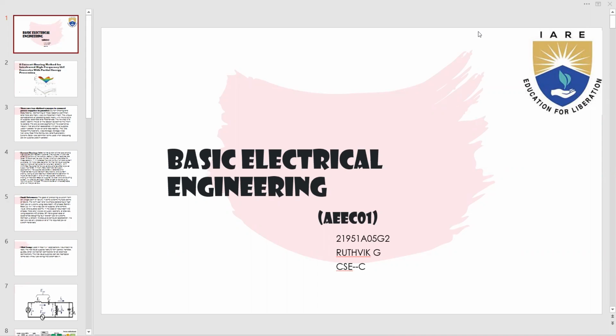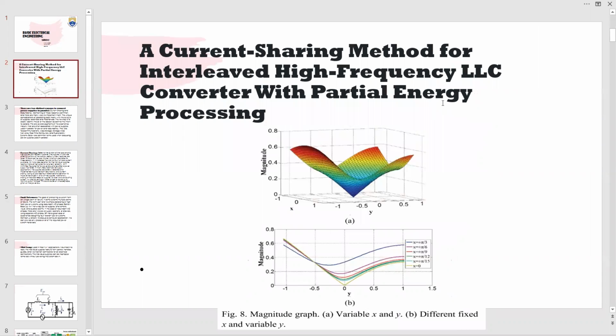21951A05G2. Today we are going to see basic electrical engineering. My topic is a current sharing method for interface high frequency LLC converter with partial energy processing.